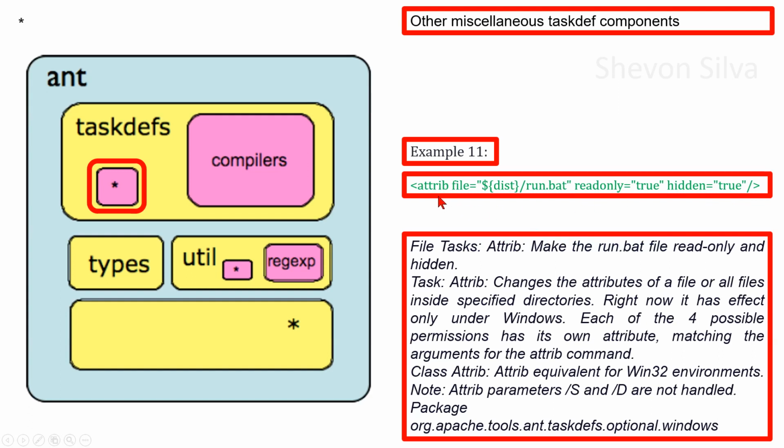With regard to the API, the class attrib is the equivalent for Win32 environments. Note that attrib parameters /s and /d are not handled. This is in the package org.apache.tools.ant.taskdefs.optional.windows.